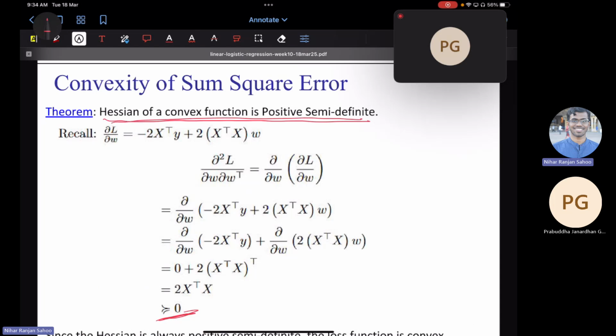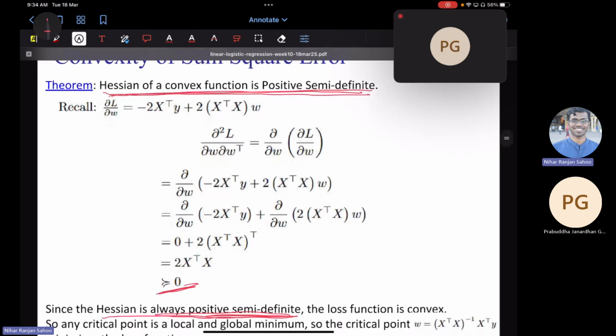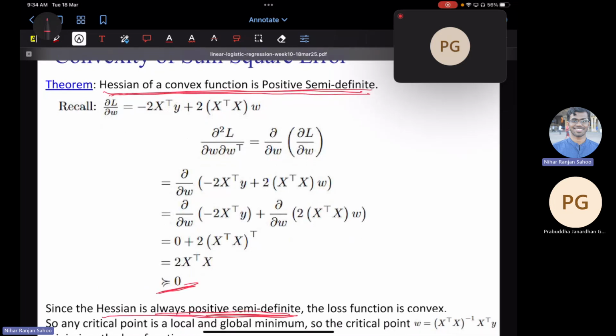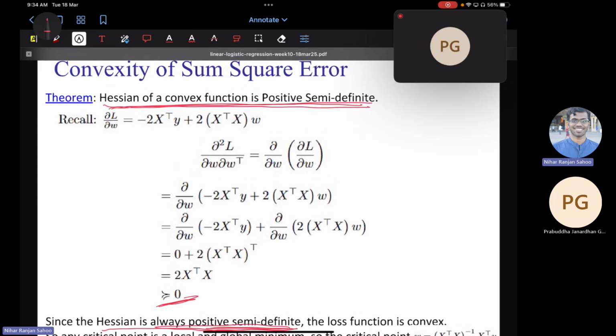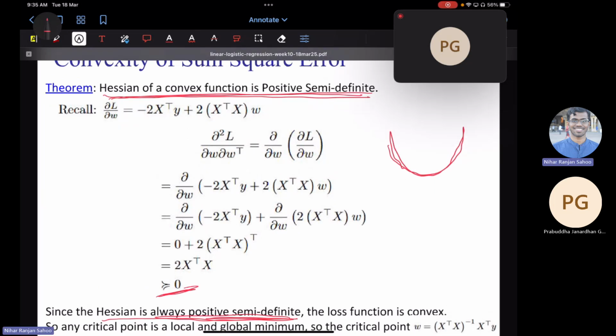And what is the proof of this theorem? That is beyond your syllabus. So just use this theorem, and every time we'll use it to prove whether a function is convex or not. Intuitively, if we have a curve, let's say this is our loss curve, the gradient at any point gives us the tangent. Gradient means the Jacobian in the multivariate case. So what will the Hessian give us? The Hessian will give us the curvature.